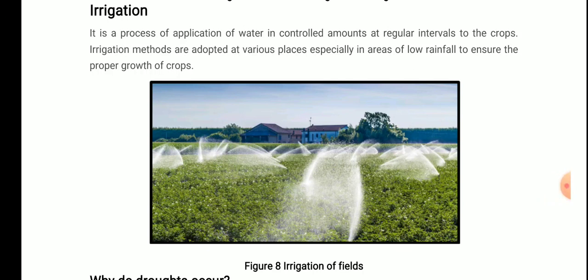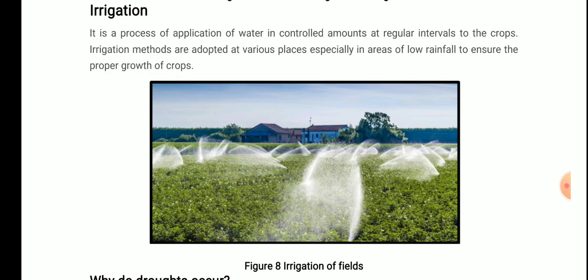In the previous video of improvement in food resources, we have discussed organic farming. Now in this video, we'll be starting with irrigation. Okay, so let's start. What is irrigation? It is a process of application of water in controlled amounts at regular interval to the crops.